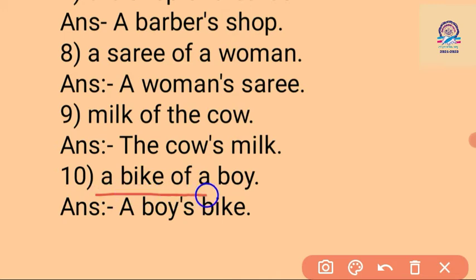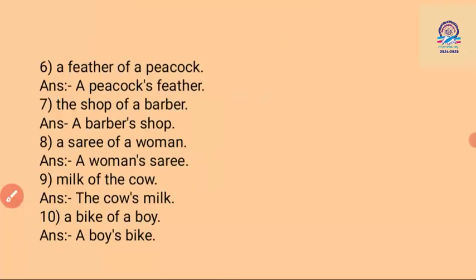A bike of a boy. So we have to write a boy, then apostrophe s, then bike. So a boy's bike is our answer here.